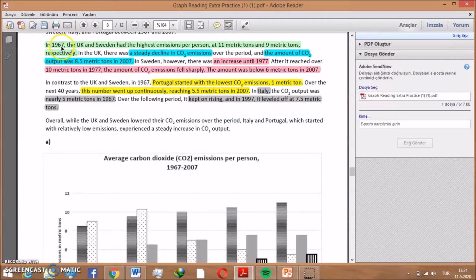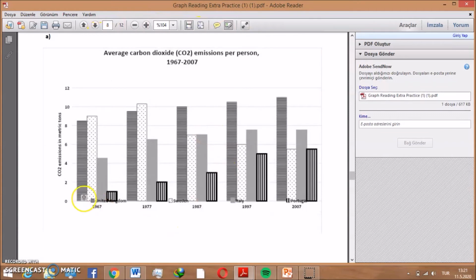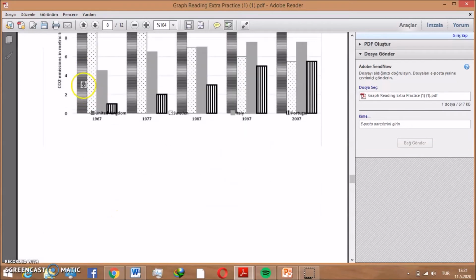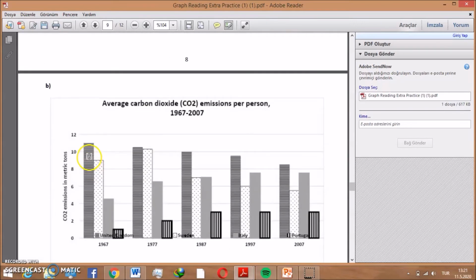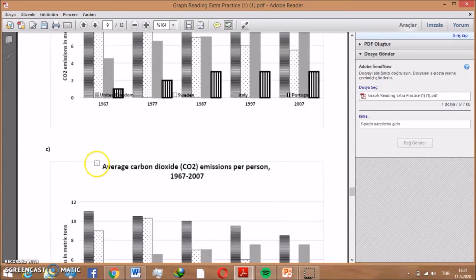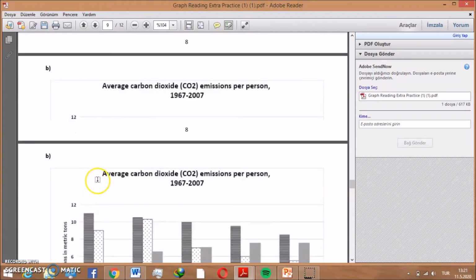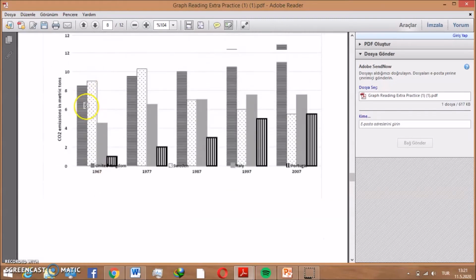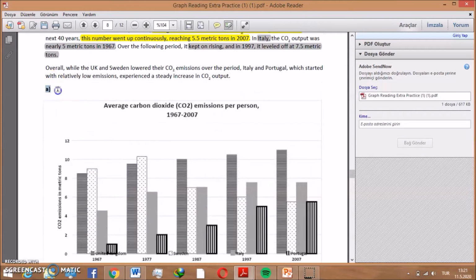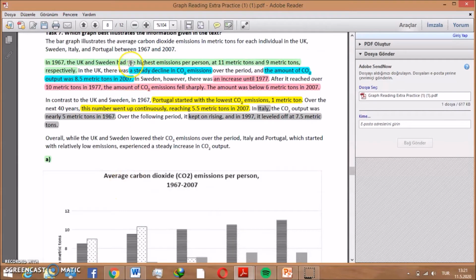Okay, so let's check. In 1967, 11 and 9, UK and Sweden. UK and Sweden, 11 and 9, but this is not 11. This is 11 and this is 9. This is 11 and this is 9. But this is not 11. This seems to be 9. So therefore, we cannot choose A. So it means we are not looking at A anymore, according to this information.